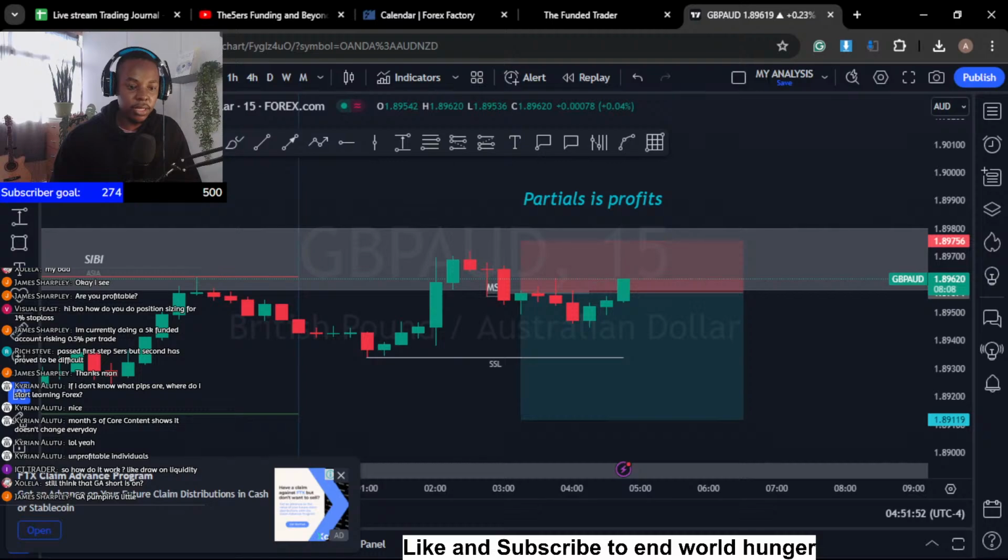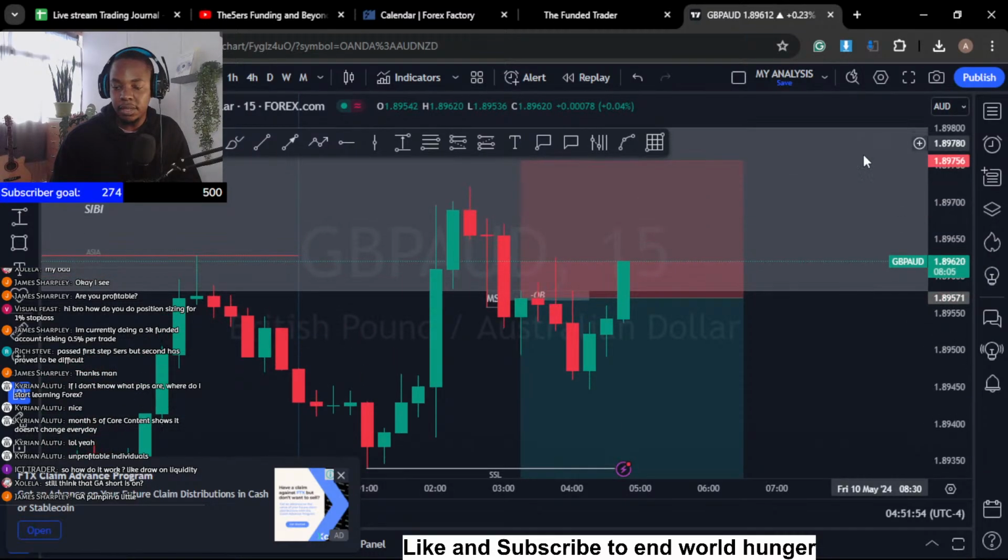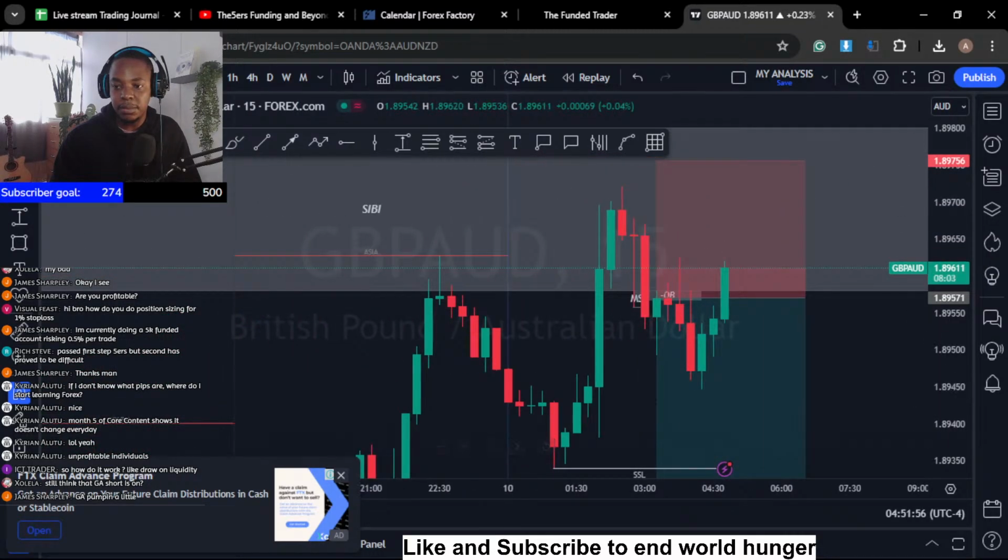If it hits SL, it hits SL. It hits, reverses, and hits our TP, then that's it. Don't have to think about it too much. It is that simple. If it hits SL, it hits SL. If it hits TP, it hits TP.